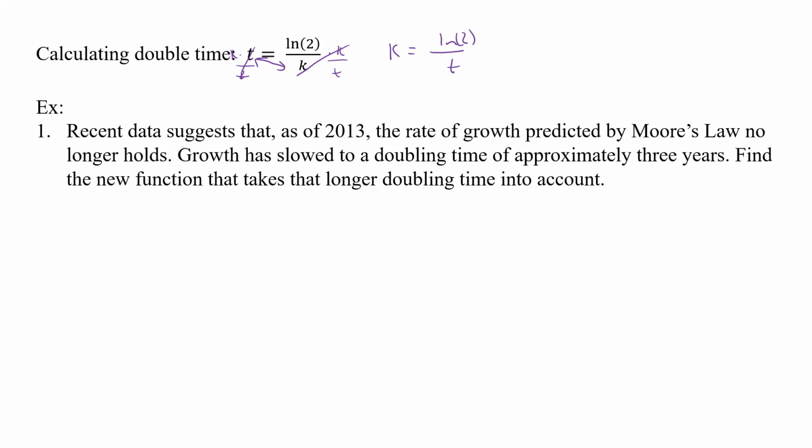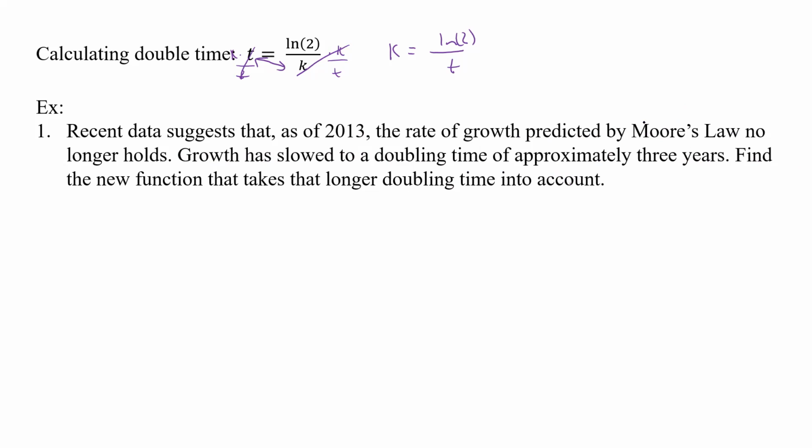So it says recent data suggests that as of 2013, the rate of growth predicted by Moore's law no longer holds. Growth has slowed to a doubling time of approximately 3 years instead of every 2 years. And that's just because that's what Moore's law said. Find the new function that takes longer doubling time into account. Okay, well, how are we going to do that?